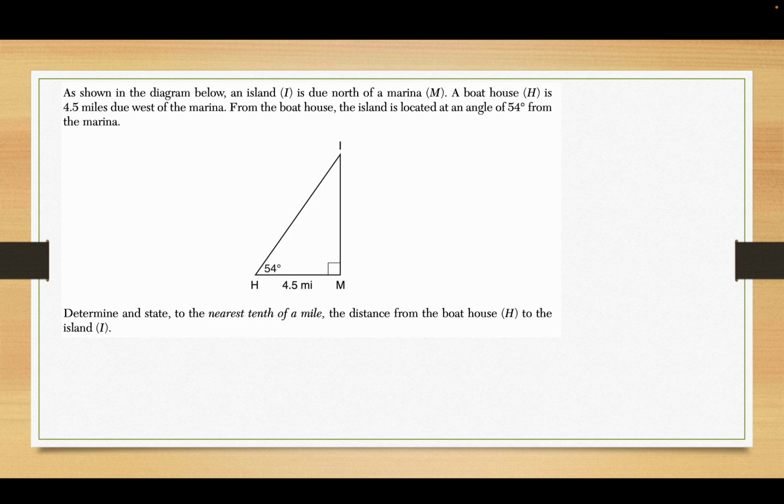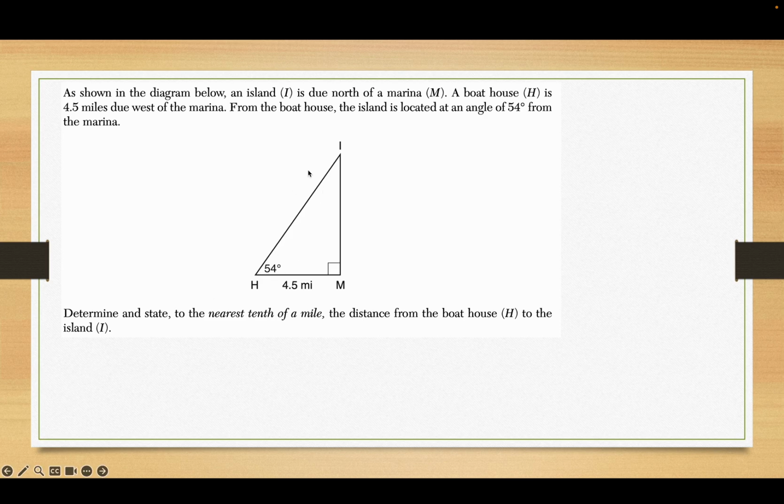So, shown in the diagram below, there's an island marked with an I, due north of a marina M. A boathouse, H, is 4.5 miles due west. From the boathouse to the island is an angle of 54 degrees from the marina. How many tenths of a mile is it from H to I, from the boathouse to the island?